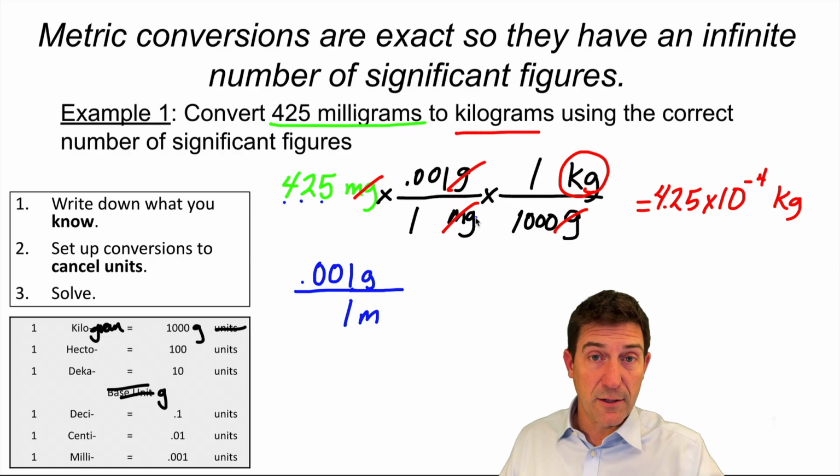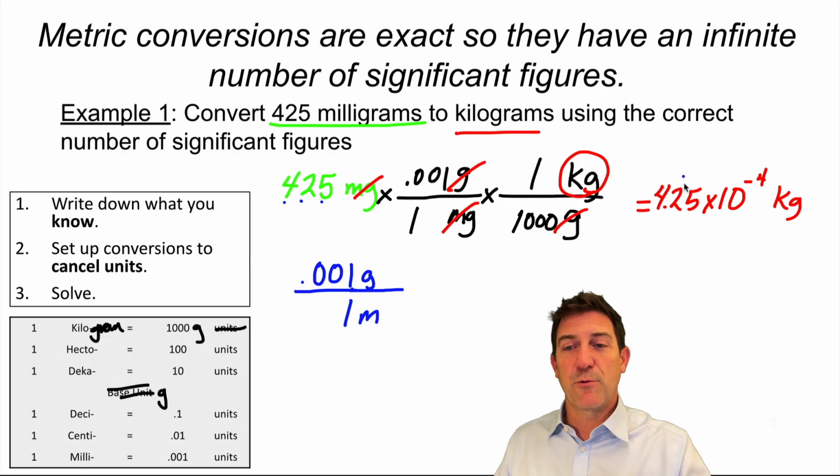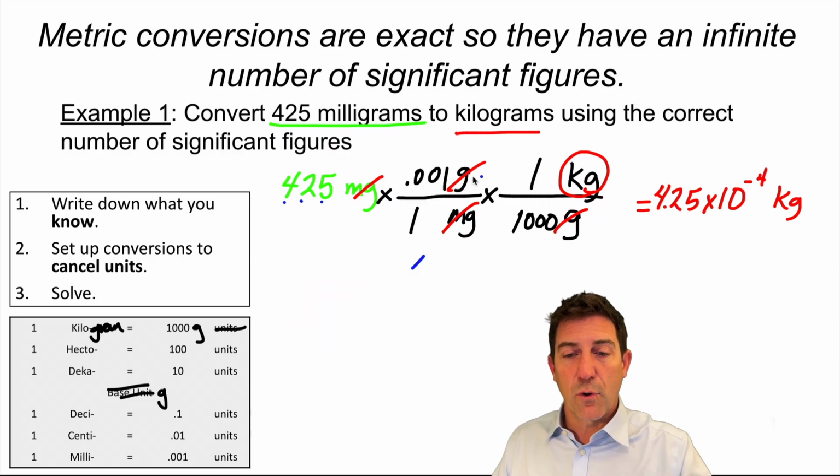Not that I don't care about them. I very much care about them. I don't care about them for significant figures when I'm trying to figure out how to round my answer. So this is a metric conversion. Metric conversions have an infinite number of significant figures, which means I don't worry about it for figuring out how to round my answer.